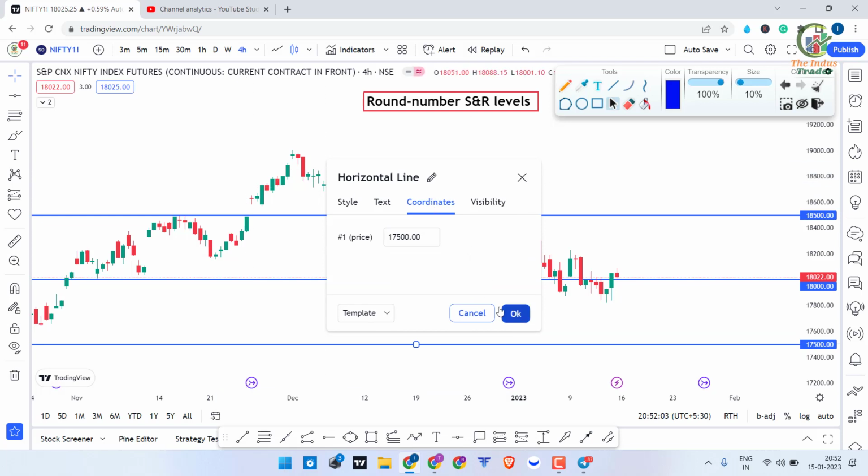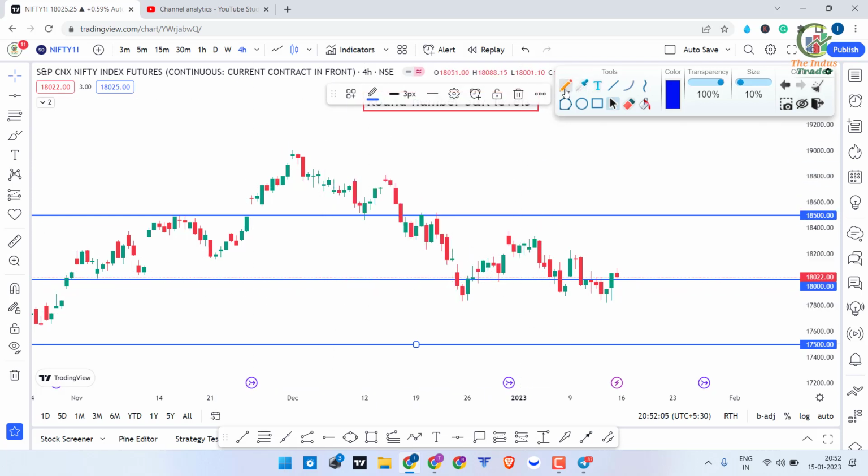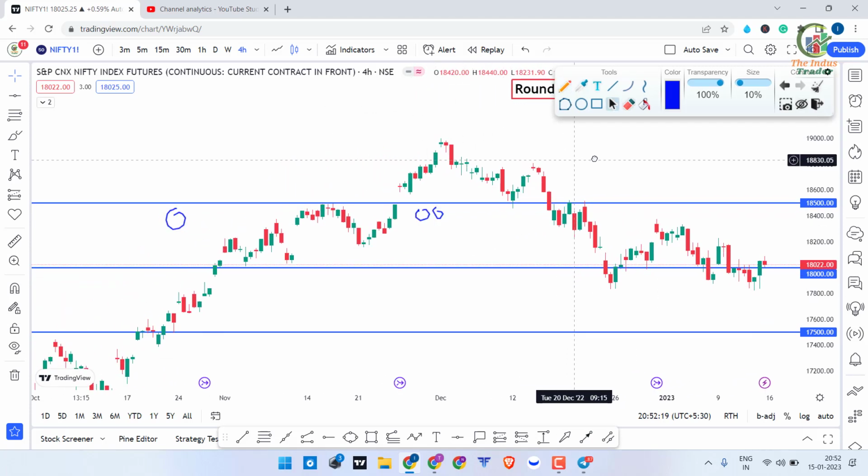Okay, so we have marked all these levels. First let me show you whether it will work or not. Thereafter I will explain the reason behind these levels. If you see, it acted as very good support and resistance. I have shown you.